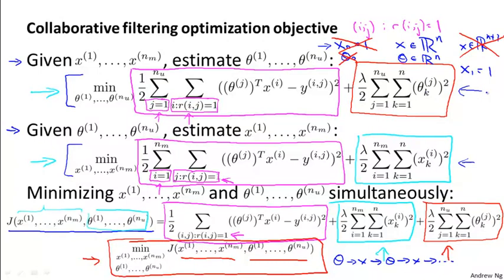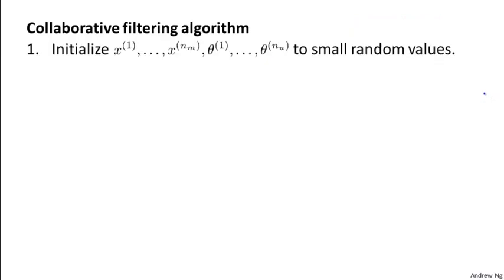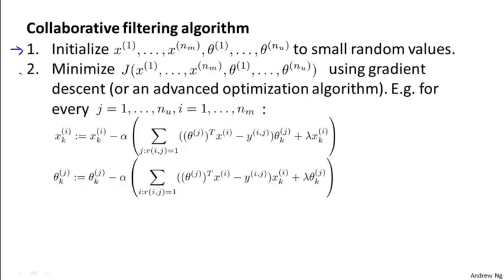So putting everything together, here's our collaborative filtering algorithm. First, we're going to initialize x and theta to small random values. And this is a little bit like neural network training, where there we were also initializing all the parameters of a neural network to small random values. Next, we're going to minimize the cost function using gradient descent, or one of the advanced optimization algorithms. So if you take derivatives, you find that the gradient descent updates are like these.